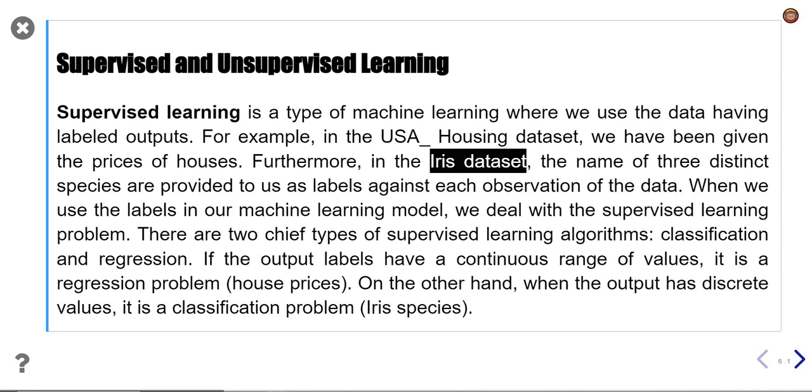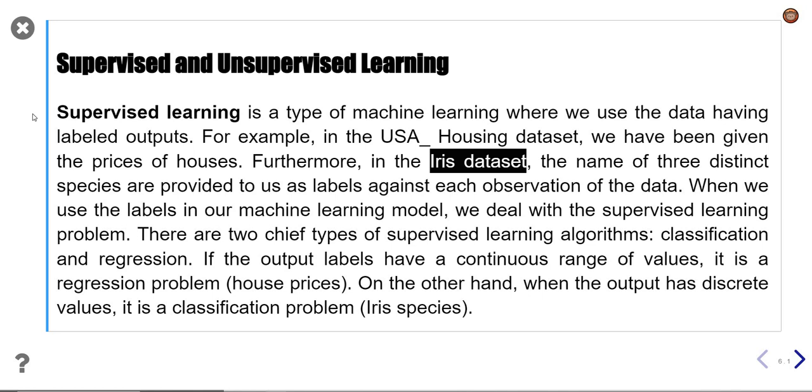Oh, then? It is supervised. Both are supervised, because in both we actually want to make a prediction, right? One is we want to predict the price of the house. The second, we want to predict the species. But what is the difference between these two?